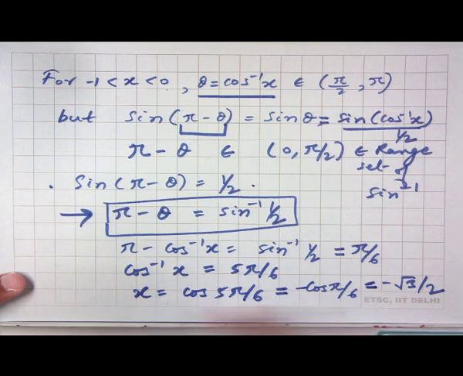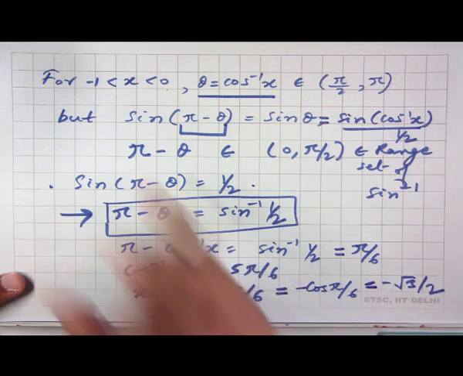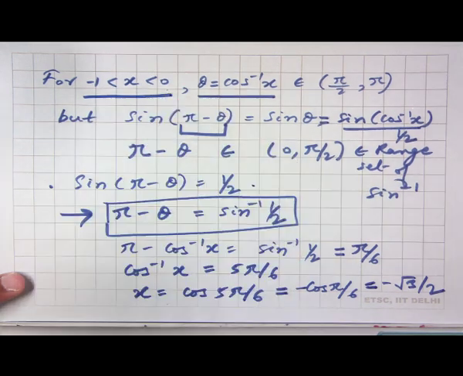So, finally, we get x equal to minus square root of 3 over 2, which belongs to this interval minus 1 to 0. So, this is the correct solution.